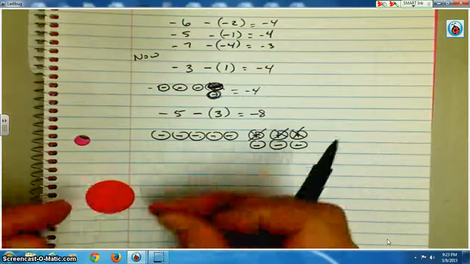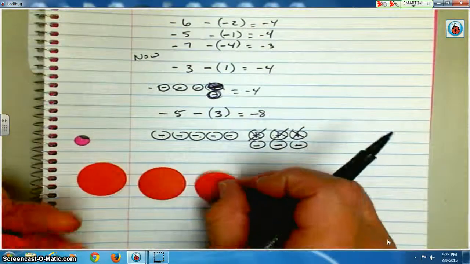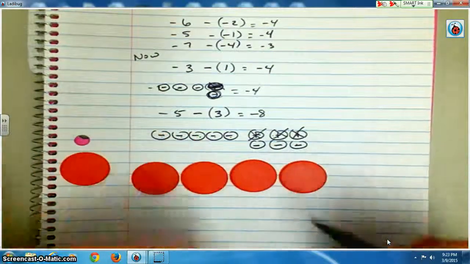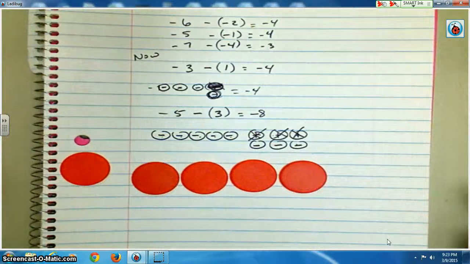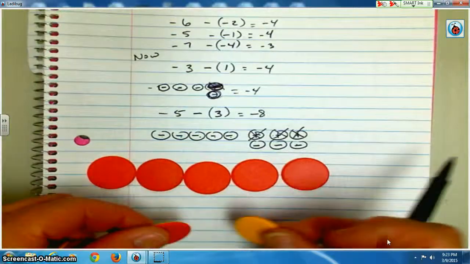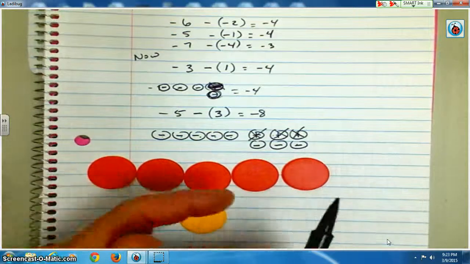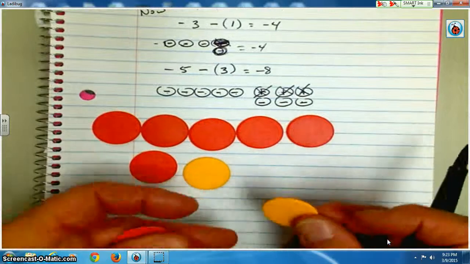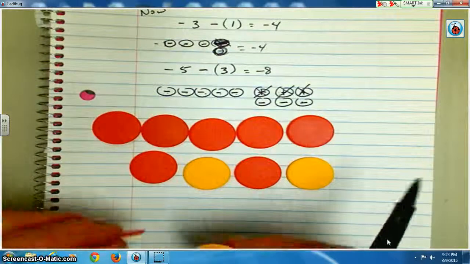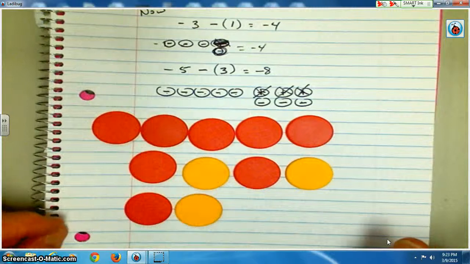So we started with a negative 5, where we have 5 red chips, 2, 3, 4, and 5. But we have no yellow chips to subtract, no positive chips to subtract. So we have to add some zero pairs. So there's one 0 pair, there's a second 0 pair, and here is a third 0 pair.